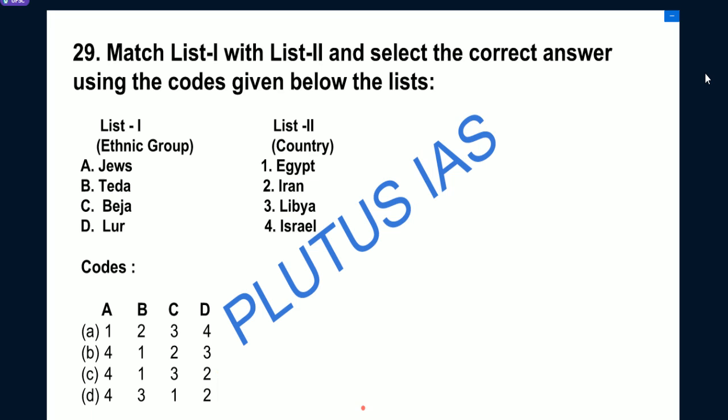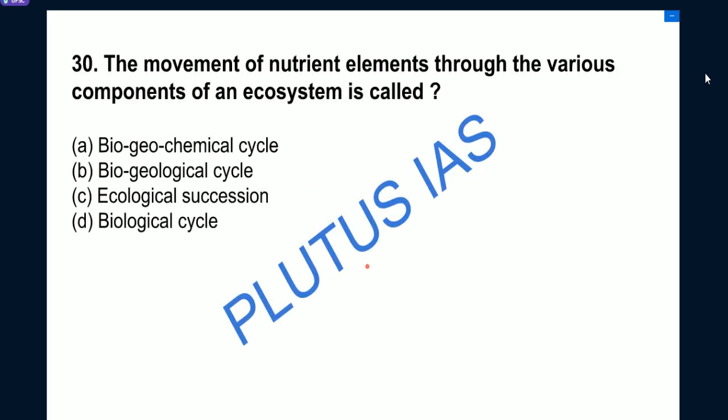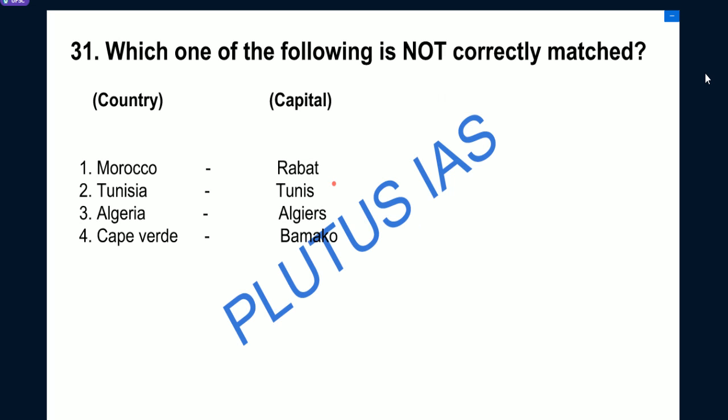Okay. Next question, question number 30. The movement of nutrient elements through the various components of an ecosystem is called as, this was a simple question, biogeochemical cycle. So what is a biogeochemical cycle? It is a natural pathway by which essential elements of living matter are circulated. So this is biogeochemical cycle, a direct and simple question.